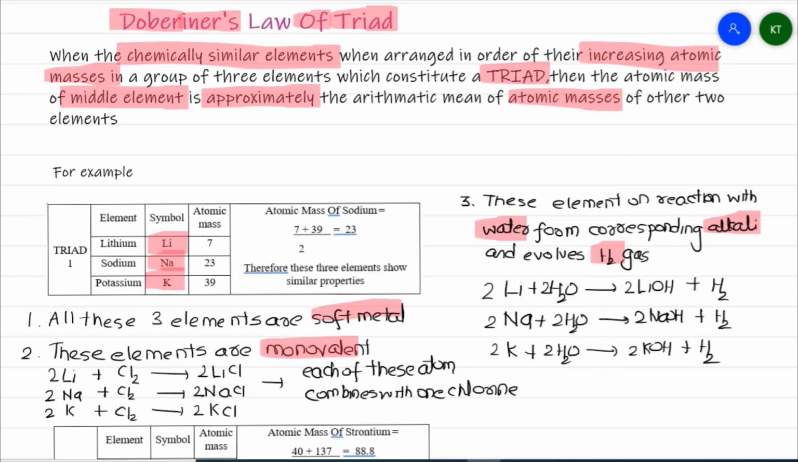Second, I arrange them in increasing order of their atomic masses. Then I observe the atomic mass of the first element, that is lithium 7, plus the atomic mass of the last element, 39. So 7 plus 39 divided by 2 is 23, which is the atomic mass of sodium. So this is the first triad which I have.